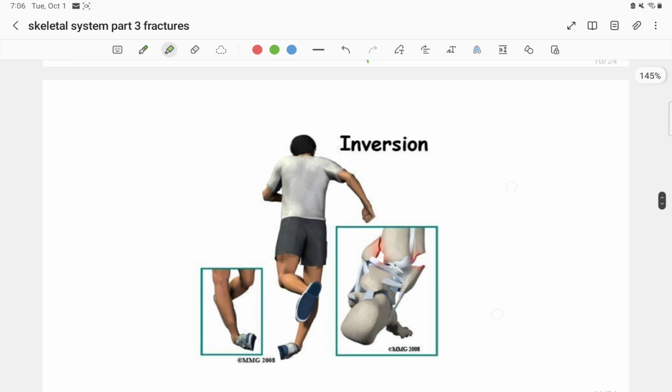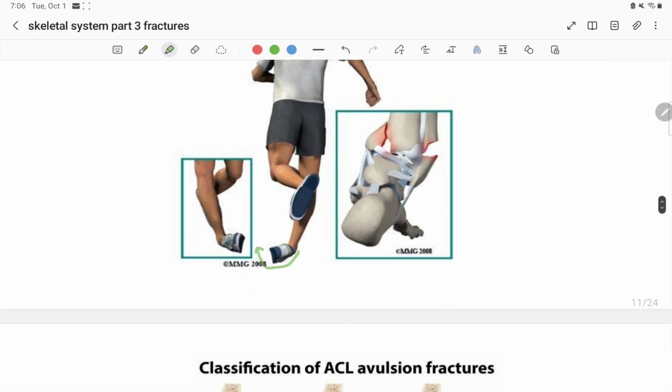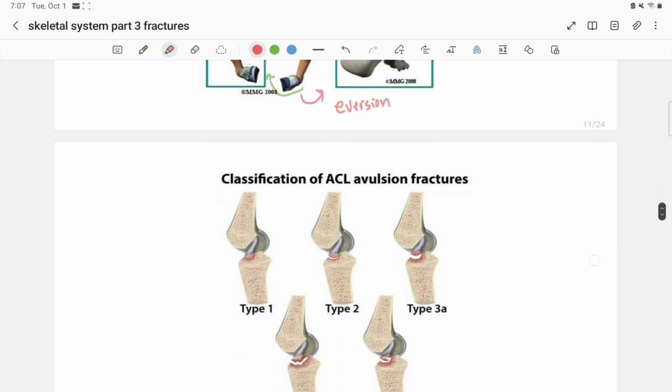Okay, an inversion fracture is when the ankle goes in inversion, as you can see here. By the way, the other way, if the ankle went the other way, that would be eversion. Okay, but in this picture, it is showing inversion. And the force was great enough to break the bones at the ankle area, so an inversion fracture.